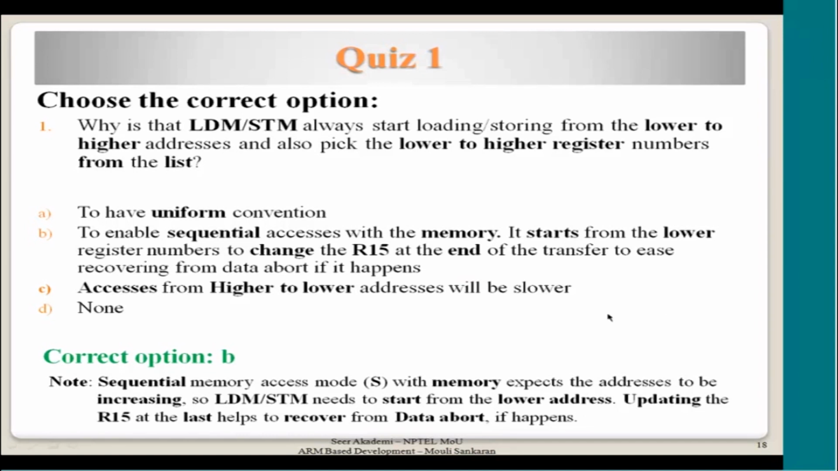Suddenly you cannot tell the memory, hey, I am going to give the address, but now you should start decrementing your addresses and give me the data. Maybe the memory controllers are advanced enough to do that, but that will involve lots of other changes to the whole circuitry and the way the processor is connected to the memory. So to bring uniformity in the implementation, this ARM7TDMI follows this convention: it will always access from the lower address to the higher address and copy from lower register number to the higher register number. I hope this is clear to you.